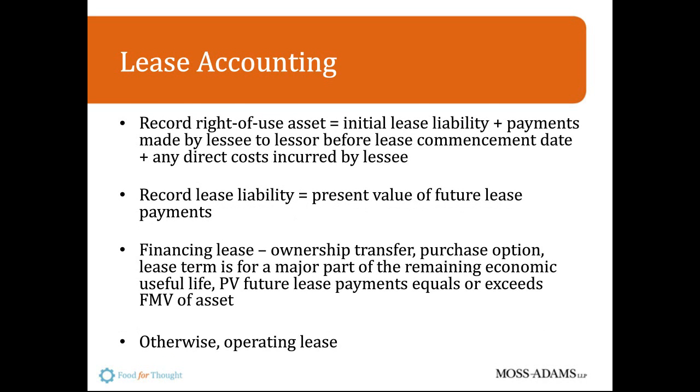So what does this mean? Under ASU 2016-02, like I mentioned, you would record the lease on your books. So you would have two sides of this. You would record the asset, and you call it a right-of-use asset on your balance sheet. And the value is really just the initial lease liability plus the payments made by the lessee to the lessor before the lease starts, and any direct costs incurred by the lessee. So now you have what your asset balance is.